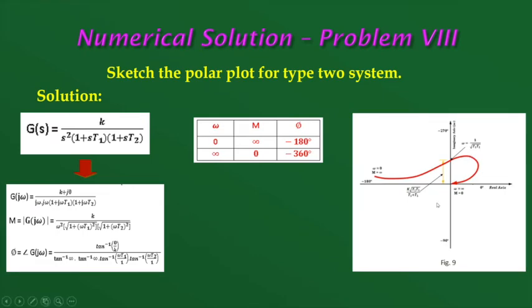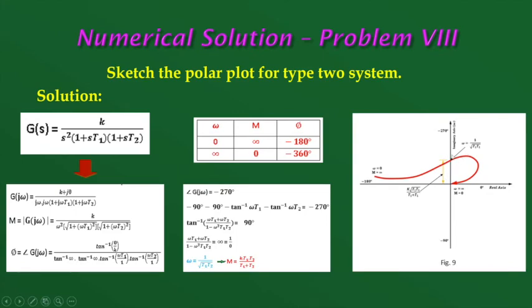Then draw the polar plot. The starting point is magnitude infinity and phase angle minus 180. So starting from that point, when omega is increased, the magnitude is decreased but the angle is increased in the negative side. That means it crosses minus 270, and then finishes at this point, minus 360, on this axis, but with magnitude 0 at this point.